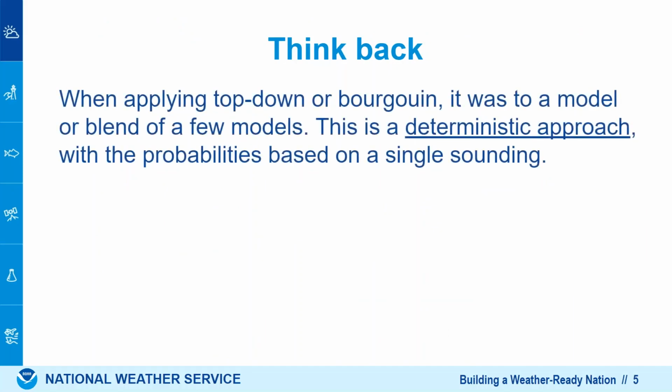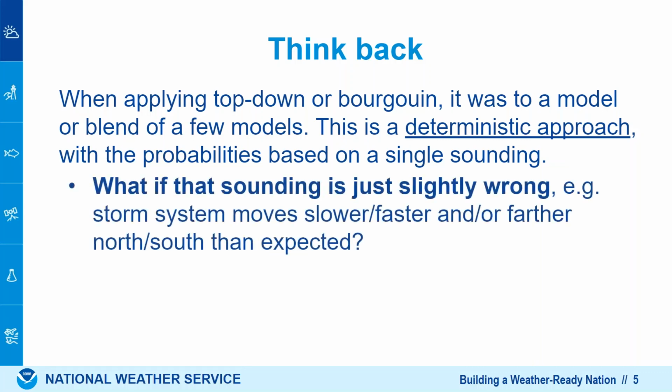For the last several years, we've been applying either the top-down or Bourgouin technique, and usually that was done to a single model or a blend of a few models. And this approach is generally considered deterministic because you're creating probabilities based on essentially a single sounding. However, what if that sounding is just slightly wrong? For example, a storm system moves slower or faster and or farther north or south than expected.